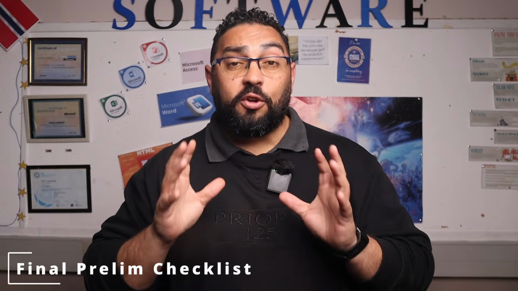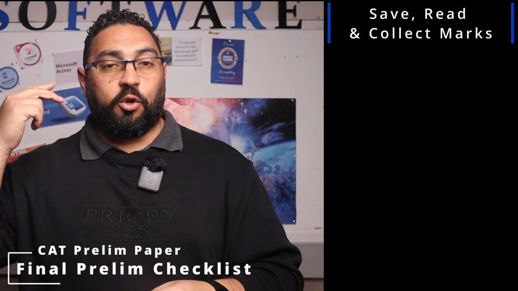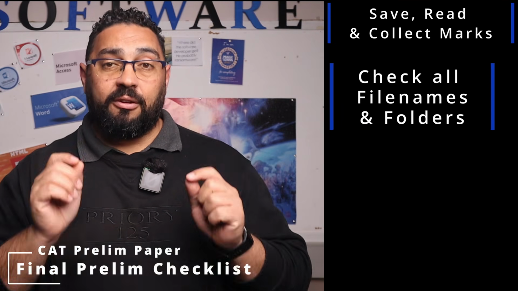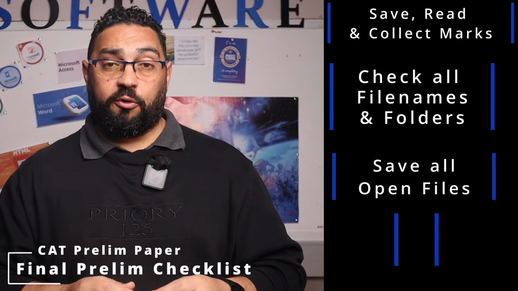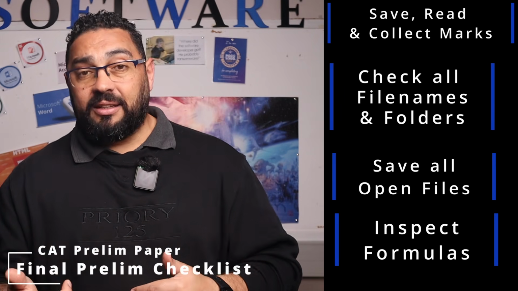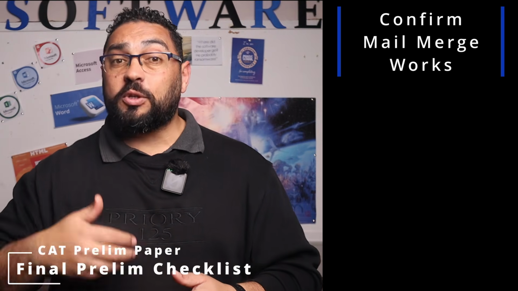And so here's your final prelim checklist. Save, read, and collect the marks. Before submitting paper 1, check every file name and check every folder. Save every open file. Inspect your formulas in the formula bar. Check that fields and automatic features were not typed manually. Confirm that your mail merge was completed and saved correctly.